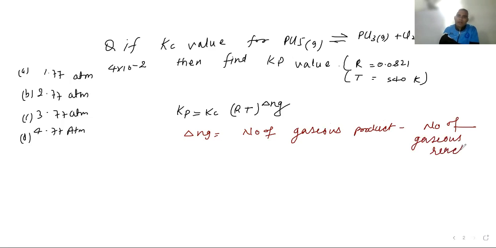Now you see the equation. This is also gas, this is also going to be gas, this is also going to be gas. So how many moles are there? Here nothing is there, means 1. Here also 1. Here also 1. How many moles of product are there? 1 mole PCl3, 1 mole Cl2. So the total will be 2 moles. Yes or no?